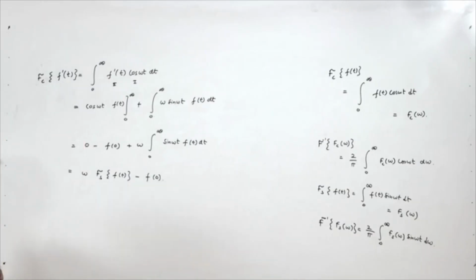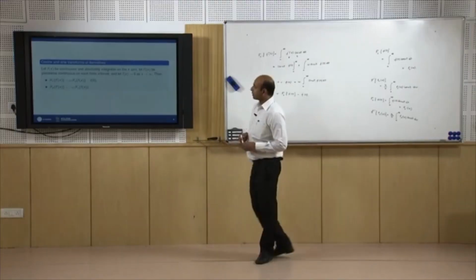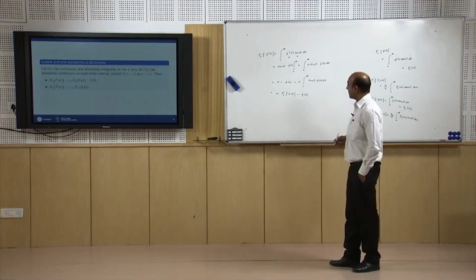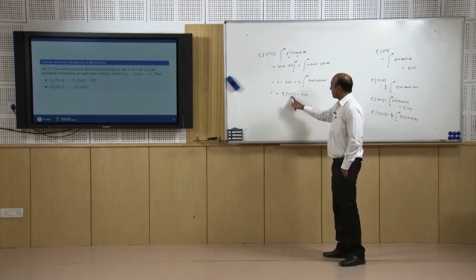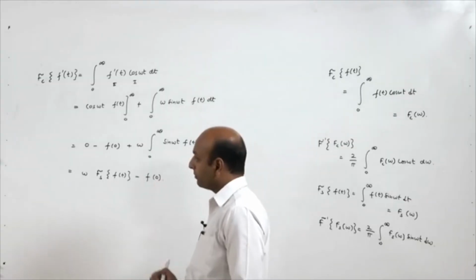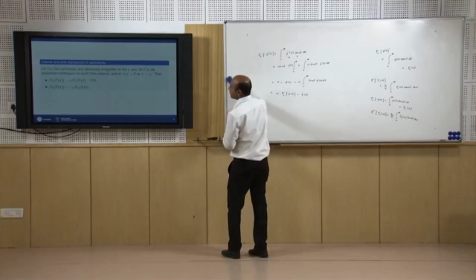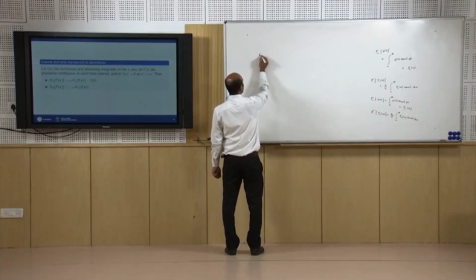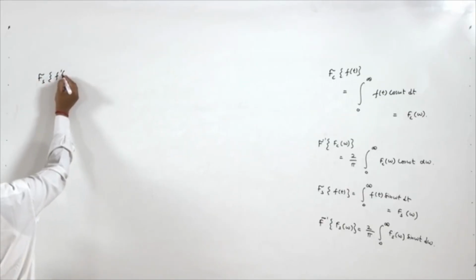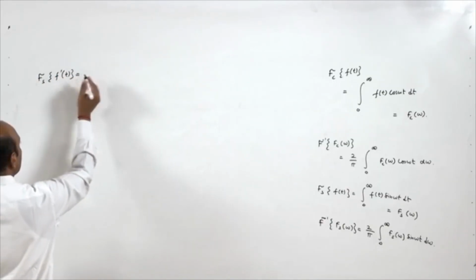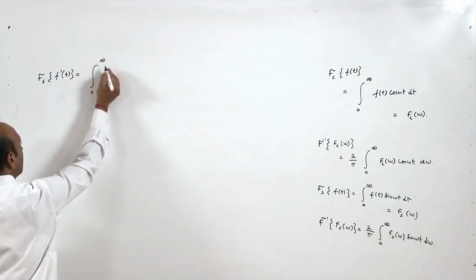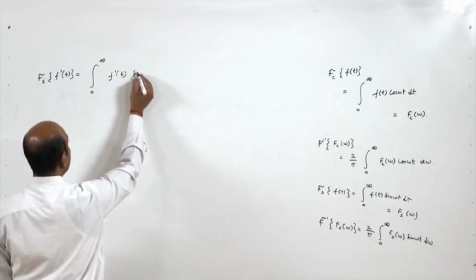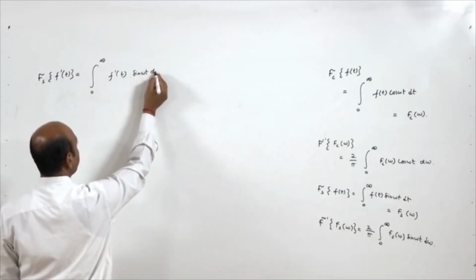So, this is the derivation for the first part, that the Fourier derivative of the Fourier cosine transform of f will be nothing but omega times the Fourier sine transform of f(t) minus f(0). Okay. Now, the second part, the Fourier sine transform of f'(x). So, the Fourier sine transform of f'(x), or f'(t), is nothing but the integral from 0 to infinity of f'(t) into sin(omega t) dt.